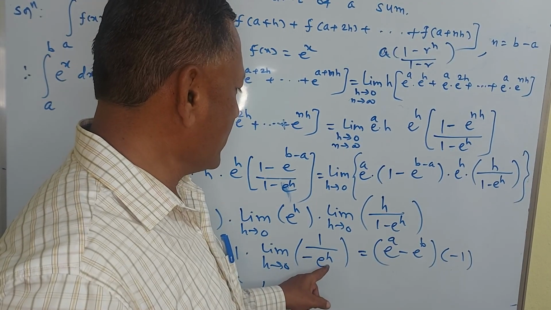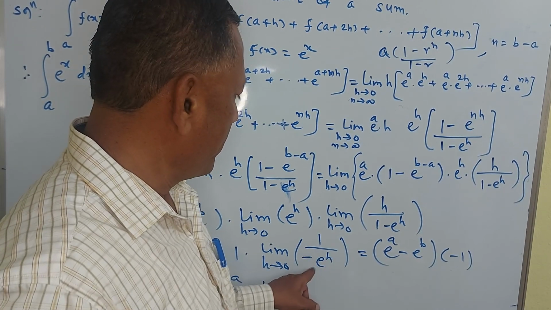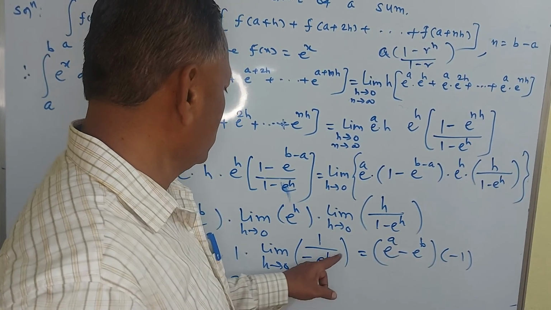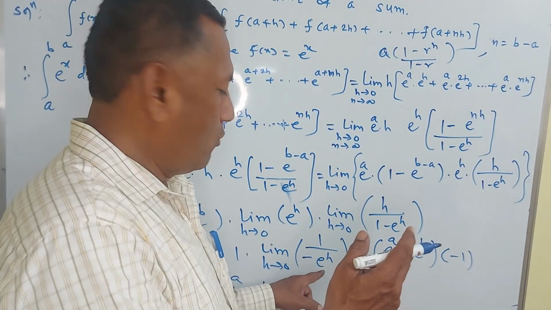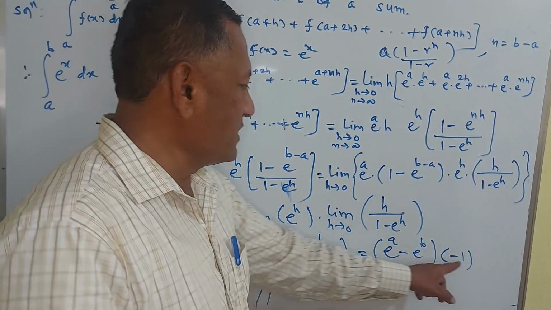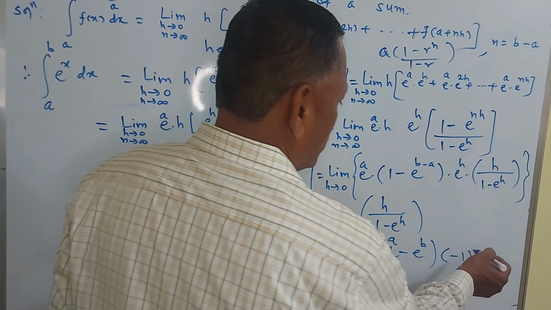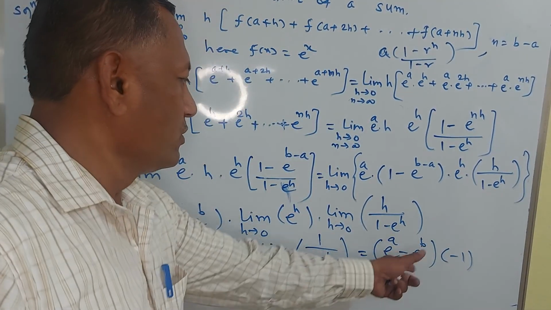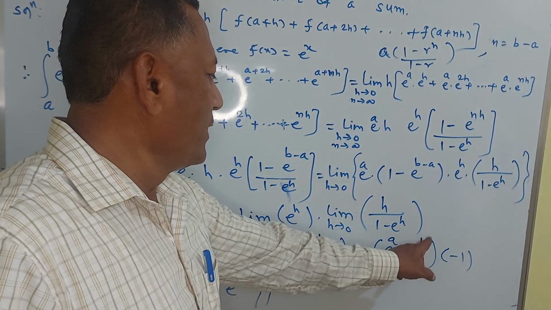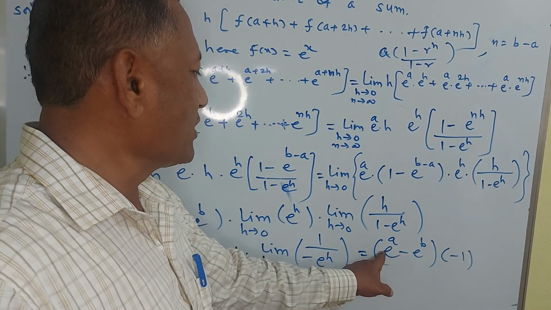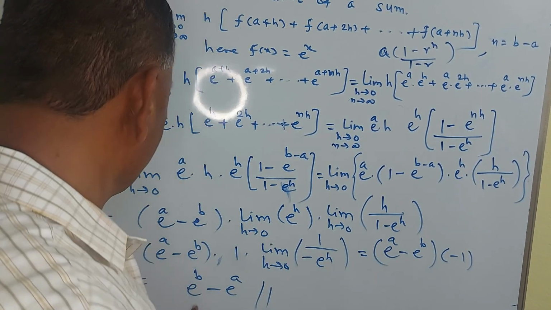1 upon minus e raised to h; derivative of e raised to h is e raised to h. As h tends to 0, e raised to h means 1, so 1 upon minus 1 means minus 1. So you have e raised to a minus e raised to b into minus 1. If you simplify this, you get e raised to b minus e raised to a. Here minus, minus, minus plus. So e raised to b minus e raised to a.